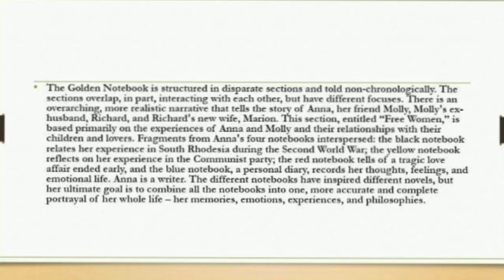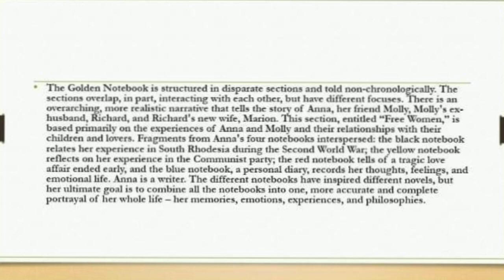The Golden Notebook is structured in disparate sections and told non-chronologically. The sections overlap in part, interacting with each other but have different focuses. There is an overarching, more realistic narrative that tells the story of Anna, her friend Molly, Molly's ex-husband Richard, and Richard's new wife Marion. This section, entitled Free Woman, is based primarily on the experiences of Anna and Molly and their relationships with their children and lovers.